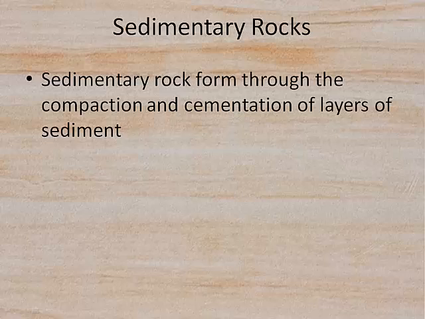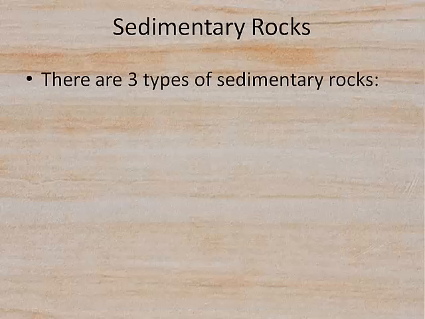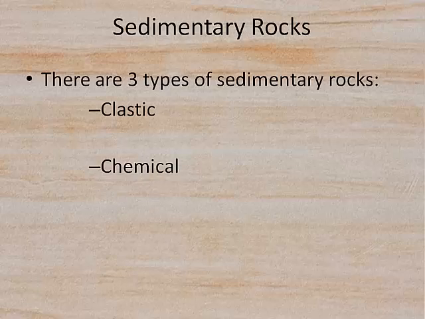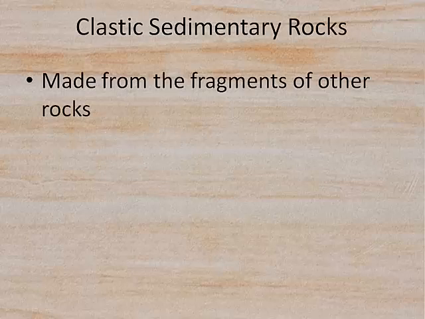Alright, so sedimentary rocks form through the compaction and cementation of layers of sediment. So we have rock particles, basically, that get deposited somewhere and then crunched together and cemented. So let's see how that happens. Alright, there are 3 types of sedimentary rocks. They're what we call clastic sedimentary rocks, chemical sedimentary rocks, and biologic sedimentary rocks. We're going to talk about clastic sedimentary rocks first.